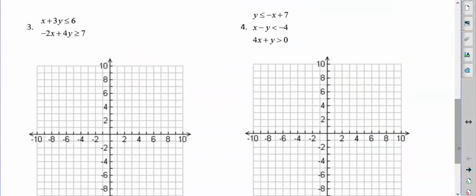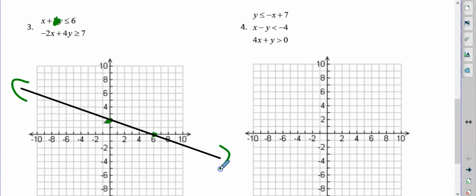All right, again here, I'm going to use cover-up method. So y would be 2. 6 divided by 3 is 2. That's not what I wanted. X would be 6. I'm going to be doing a solid line. Like so. Okay, there's that line.